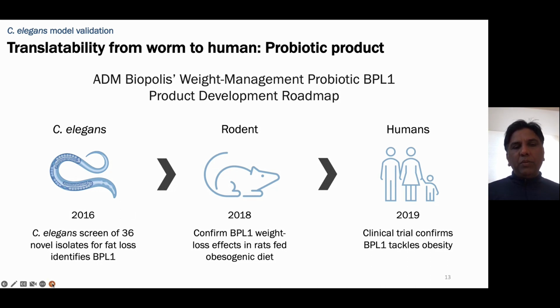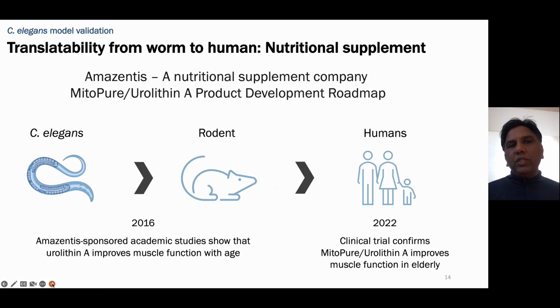And the other example which I'm showing here is also from industry, which is now focused more on a supplement which helps to improve the function of muscles in the elderly. Again, the initial studies were done in C. elegans and rodents, and the mechanism of action was all identified, and the clinical studies show that it was translatable to actual people. So this is again a product on the shelf. So these two industry examples highlight that discoveries in C. elegans could be translated to studies in humans.